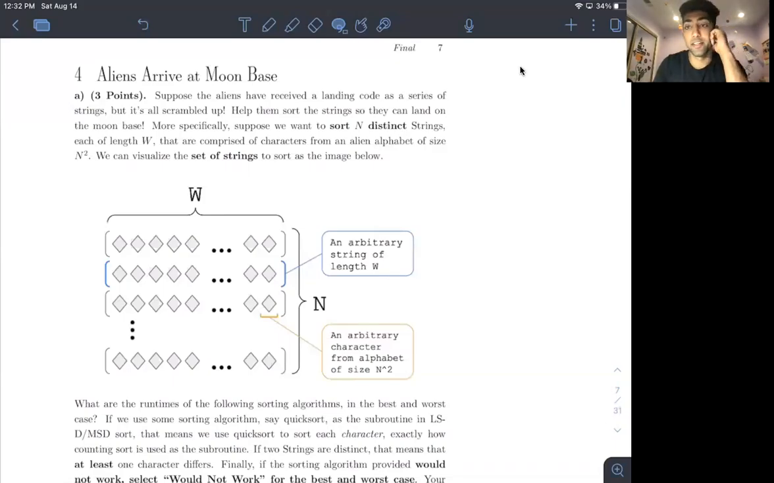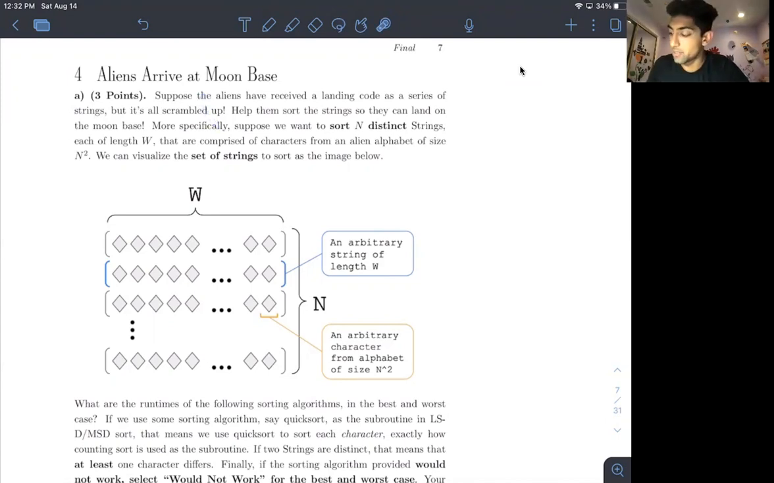Hi everyone, this is going to be a video walkthrough for problem 4A on C61BL Summer 2021, the final. So let's get started by reading the prompt because I think this question in particular is a lot to digest. I'm going to skip this backstory and just dive in right here.